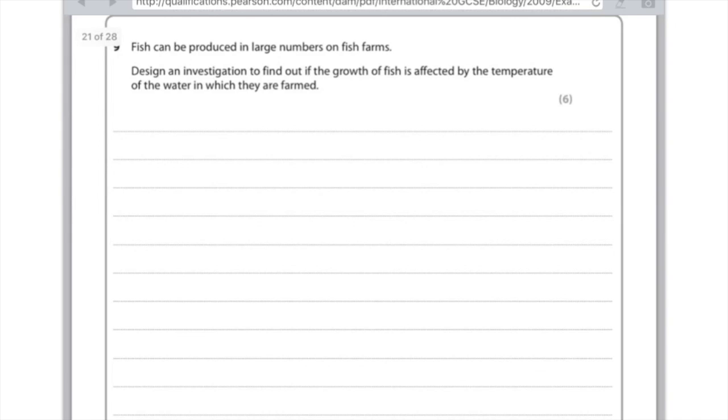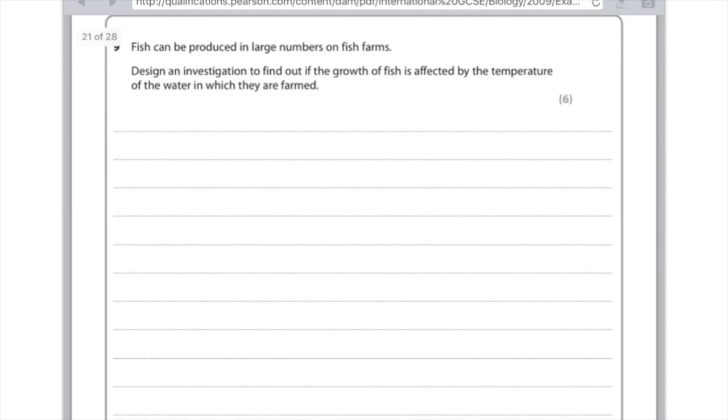In terms of control variables, this is everything we need to keep the same in order to make it a fair test. So obviously you need to use the same species of fish, the same size, same age, the same gender. It's always important in these sorts of questions that you state that you need to repeat in order to improve the reliability. And also say things like use the same time period, so maybe a week or a month, anything sensible. For any extra points, just say use the same food type, same food mass, same oxygen, same tank size.